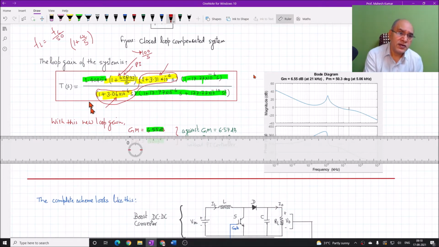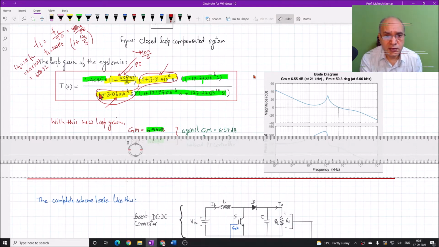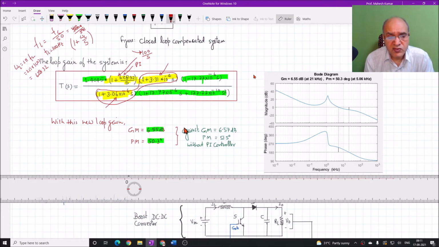So 5000 by 50 is how much? 100. That's how the FL was 100 Hertz. Therefore, omega L will be 2 pi into FL. So 2 pi into 100 will be 200 pi, which is 628.32. So make changes in your previous notes. So with this new transfer function, these are the new gains. As we can see that they are positive, indicates that system is stable.